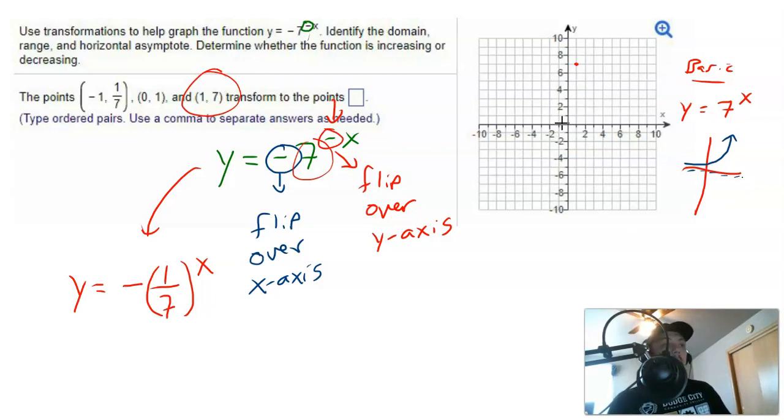And so we get this point here. We also have the point 0, 1, which is right here. And we have the point -1, -1/7. And so here you can see the curve is much more dramatic than it was when the base was 2.